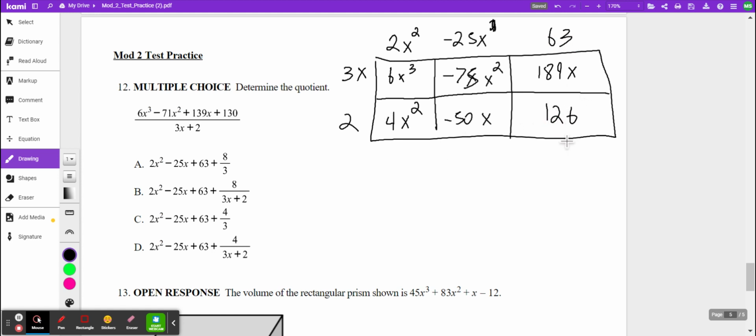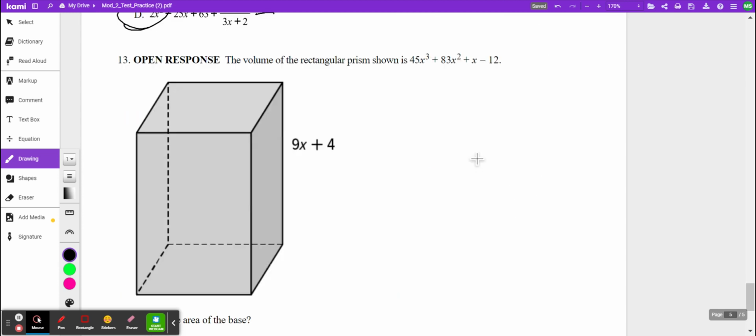Well, hold up a second right there. I have 126. Well, that means I have 4 left. I'm going to divide it by 3x plus 2. And the only ones right here that are divided by 3x plus 2 are this one and this one. And looking at this, hey, look, right here, there it is. There's my 4. That's my remainder of 4. You can also use synthetic division, but let's go on. I think this is our last problem here.